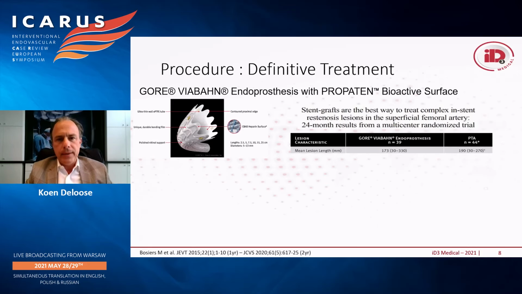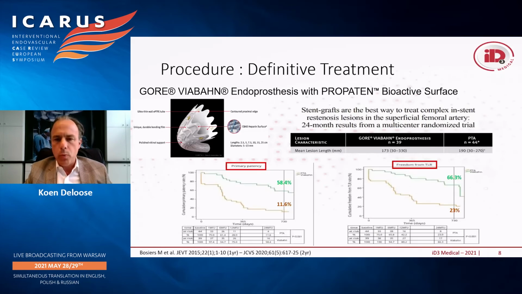My preferred definitive treatment in situations like I exposed you here is a relining, creating an endoluminal bypass with the Gore Viabahn endoprosthesis with Propaten bioactive surface. And why is this? Because this is based on our own experiences with the Reline trial, a randomized controlled trial in only in-stent restenosis and reocclusive lesions with a mean lesion length of 17 centimeter, as you can notice there, that we randomized in a one-to-one way.